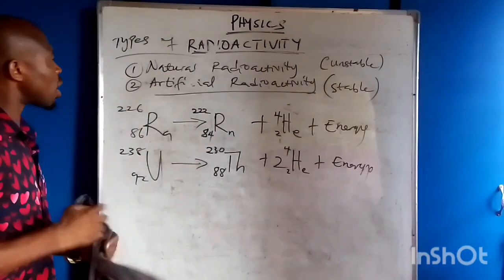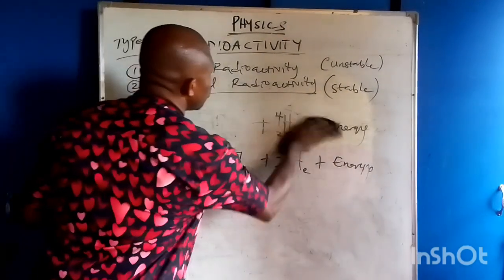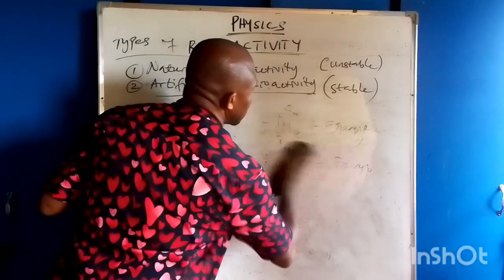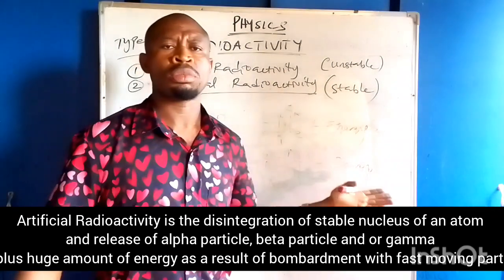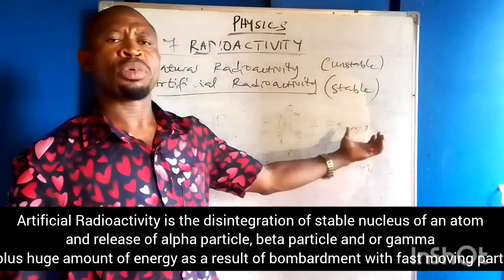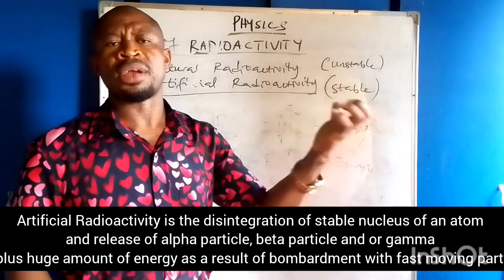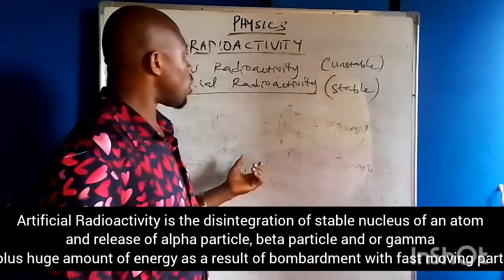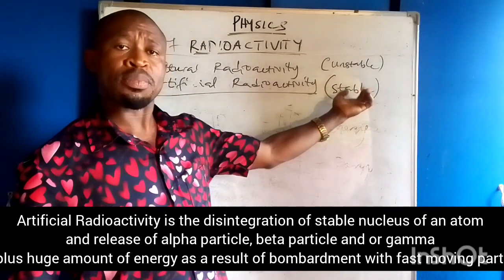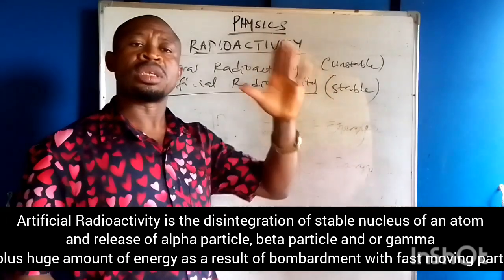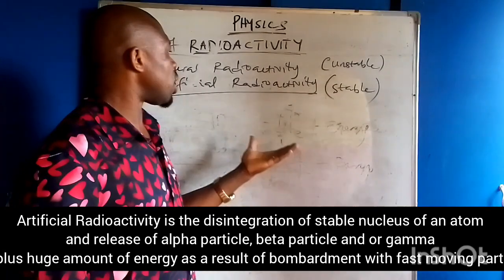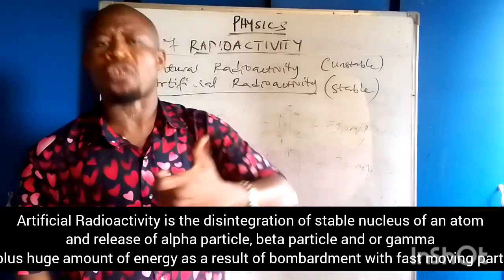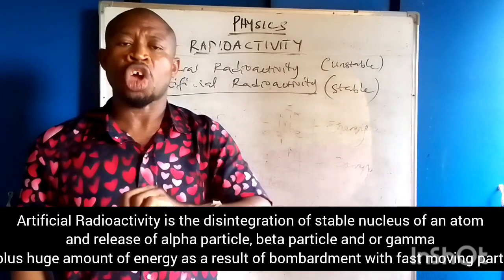So let us look at artificial radioactivity. We can define artificial radioactivity as the disintegration of a stable nucleus of an atom, during which ionizing radiations are produced, with release of a huge amount of energy. Since the nucleus is stable, you bombard it. The ionizing radiations are produced not on their own, but as a result of that bombardment.